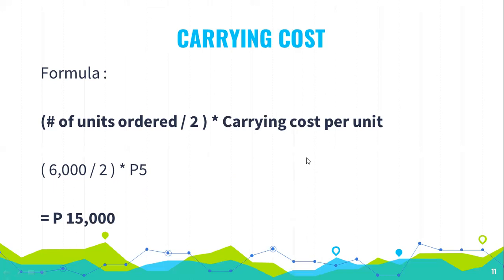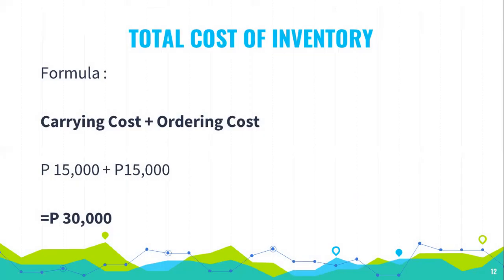And then, finally, we have the total cost of inventory. Dito naman, ang gagawin natin, we will add the carrying cost and the ordering cost, or the order cost. So therefore, we will add the carrying cost, which is 15,000 pesos, plus order cost, which is 15,000 pesos. So in total, the total cost of inventory is 30,000 pesos.